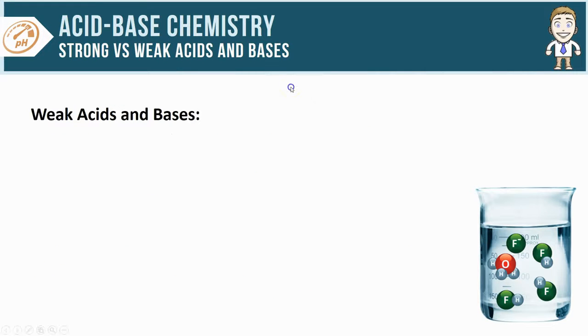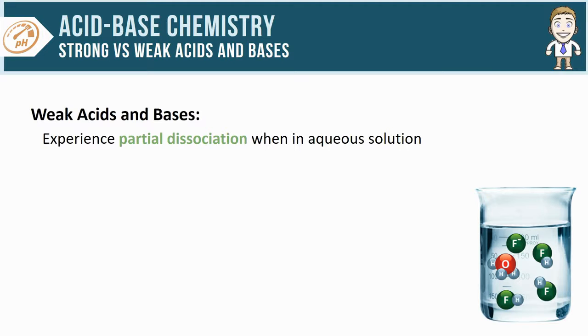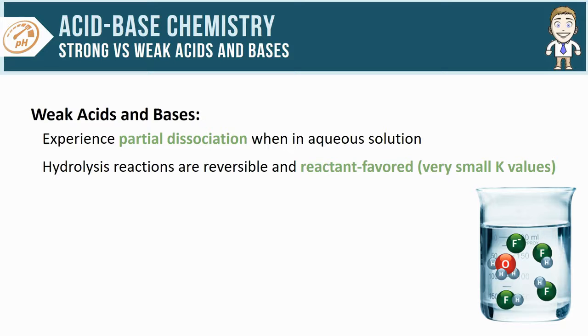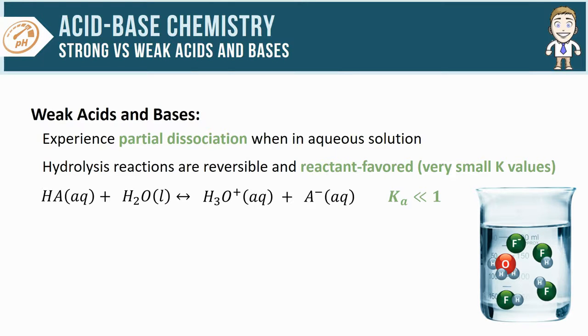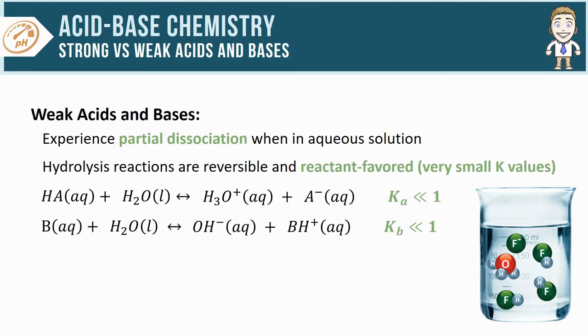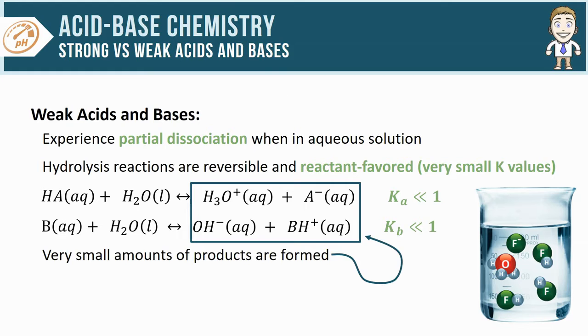That leads us finally to weak acids and bases, which are the other scenario. These guys are the ones like HF that experience partial dissociation. The hydrolysis reaction is the same as it always is for any acid or any base. It's also reversible, but this time it's extremely reactant favored. So you're going to have very, very small K values, much, much less than 1. Small Ka's for acids, and same thing with weak bases. You're going to have very, very small Kb values. In both cases, that small K tells us that there's very small amounts of products being formed.